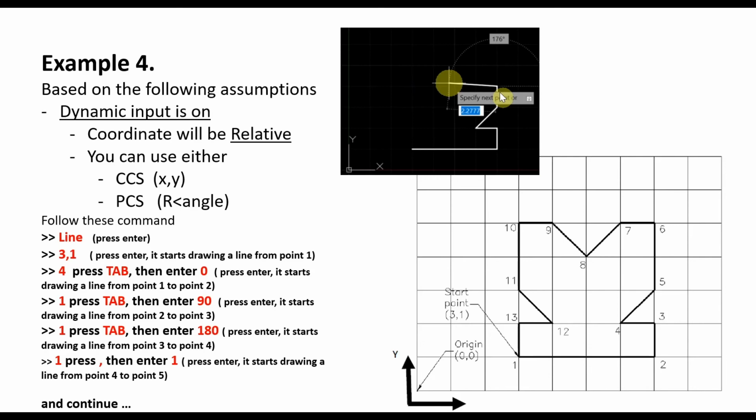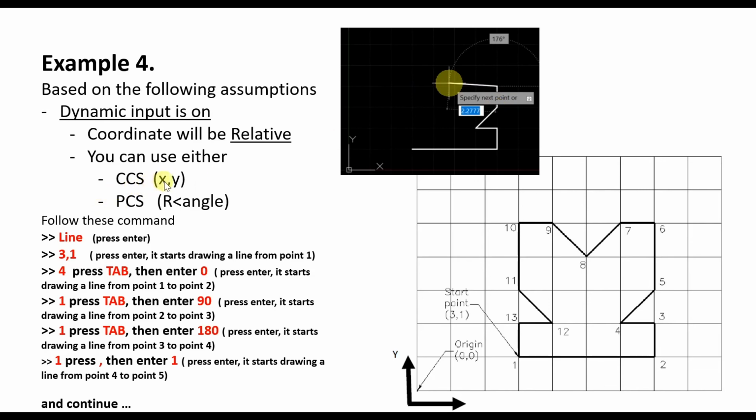So in the last example number 4, we're going to turn on dynamic input. As you see on this side of the screen, next to the cursor, you're going to have some entry spaces. Okay, when dynamic input is on, coordinates will be in relative. So they are not going to be with respect to origin. They will be with respect to the previous point. But you can use the Cartesian or polar coordinate system.